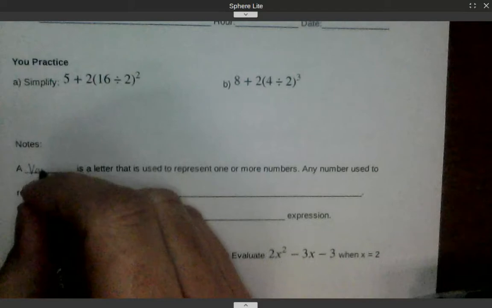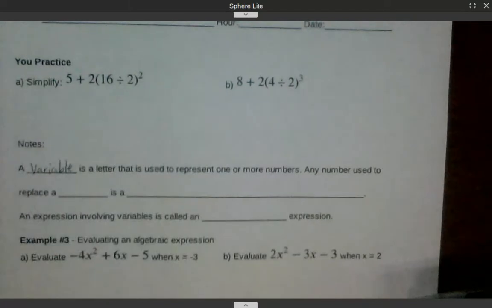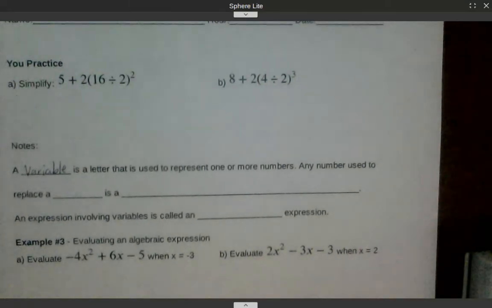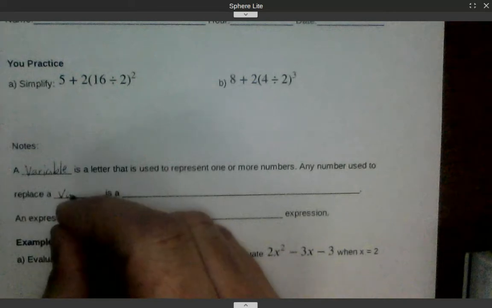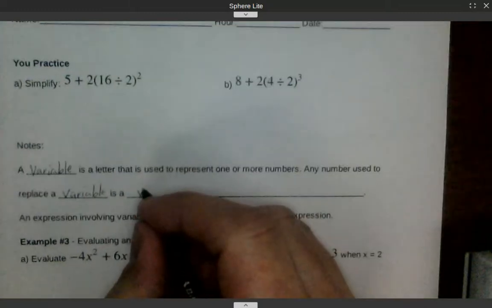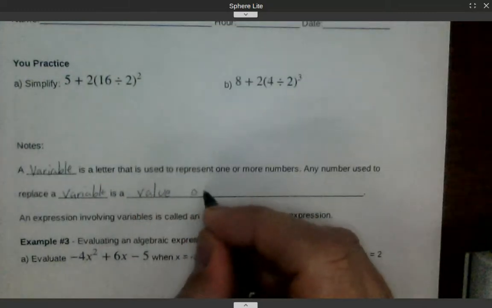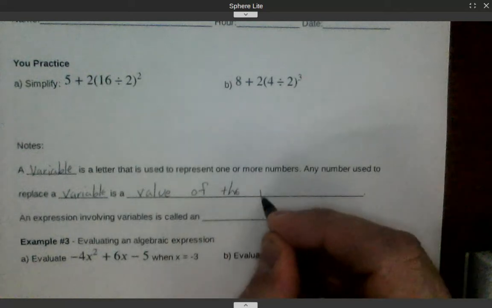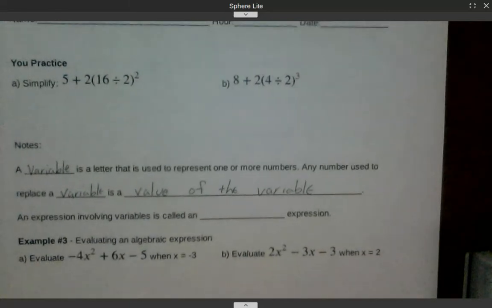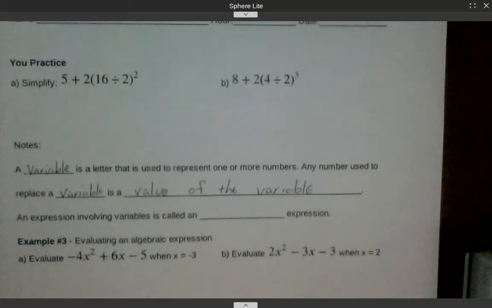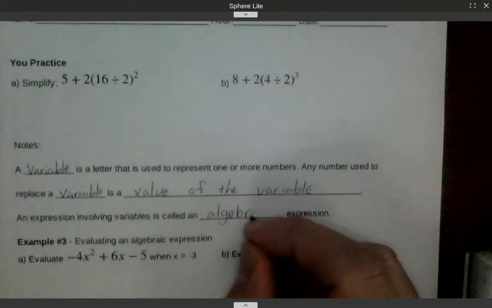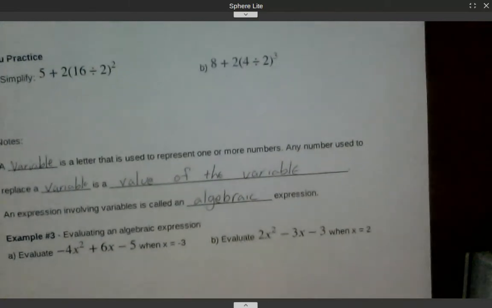A variable is a letter that is used to represent one or more numbers. Any number used to replace a variable is a value of the variable. Next, an expression involving variables is called an algebraic expression. So we're going to look at some algebraic expressions.